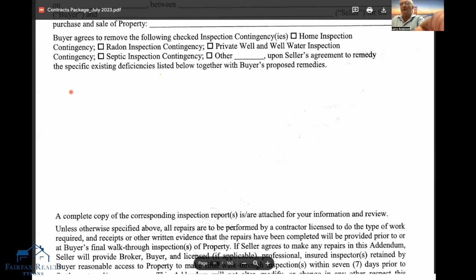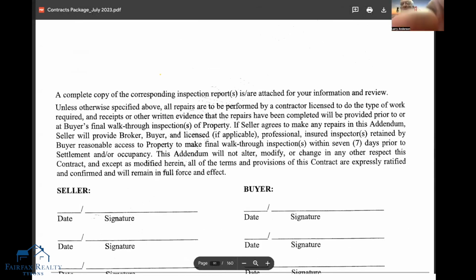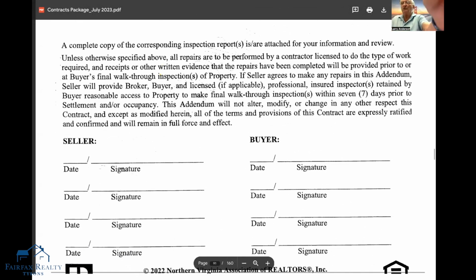Okay, spell it out. Now, this is where it gets kind of interesting with the change to our form down here. Let's take a look at it. A complete copy of the reports is attached for your information and review. Unless otherwise specified above, all repairs are to be performed by a contractor licensed to do the type of work required, and receipts or other written evidence that the repairs have been completed will be provided at or before the buyer's final walkthrough inspection or inspections of property.